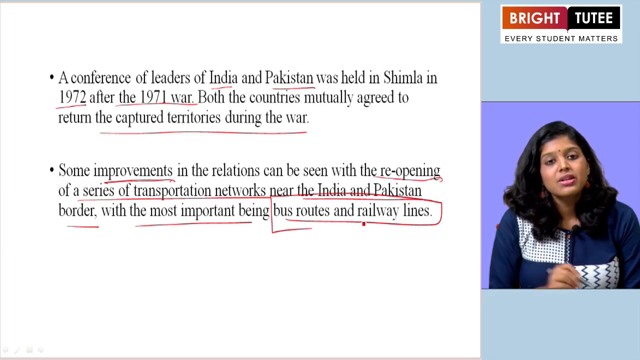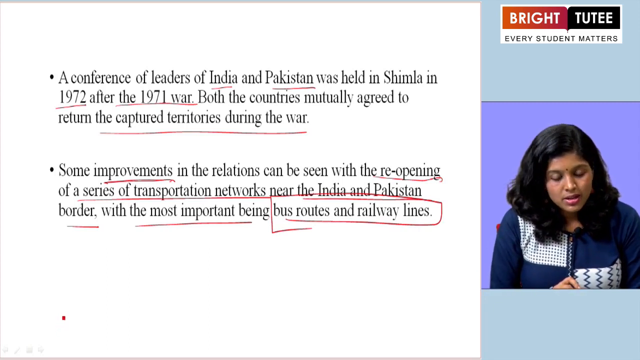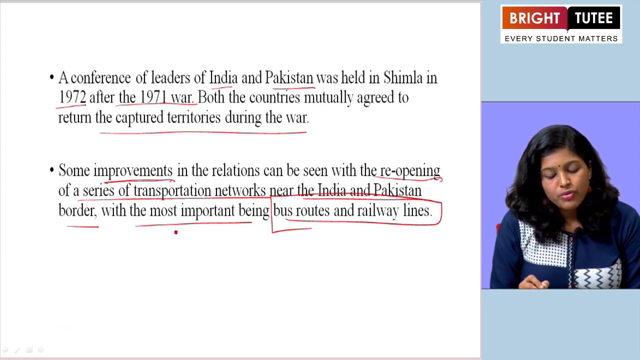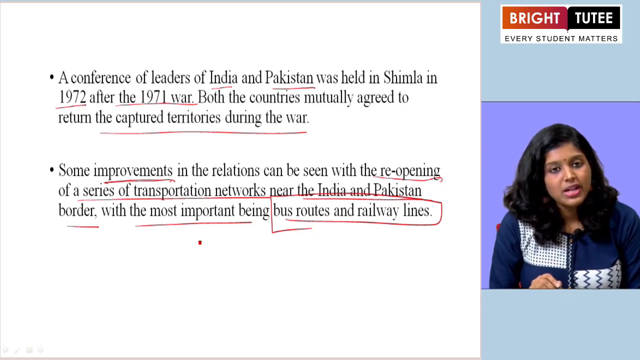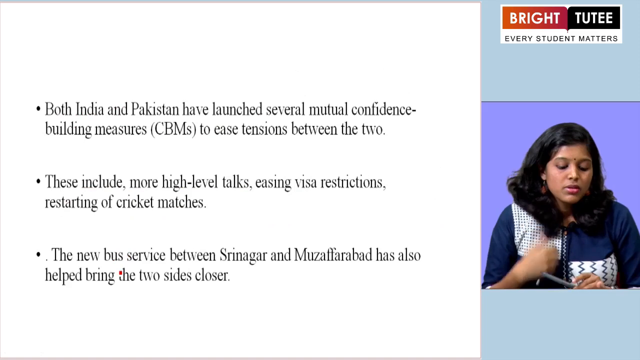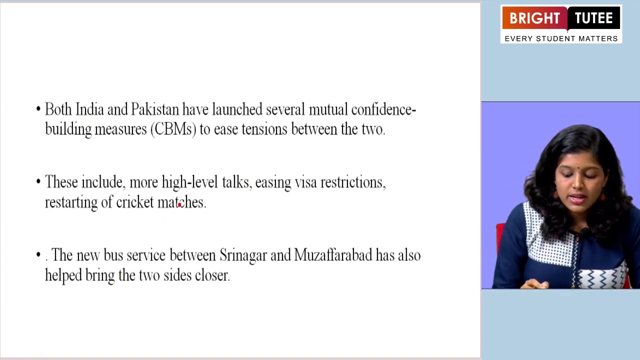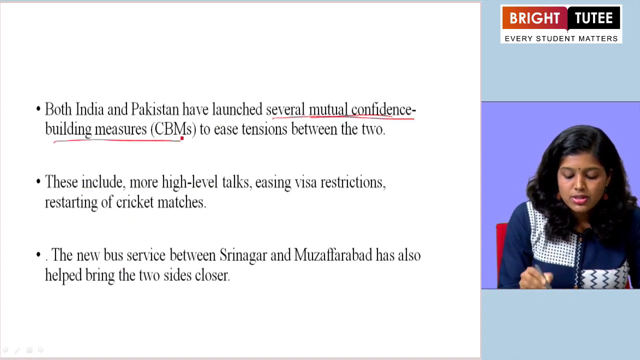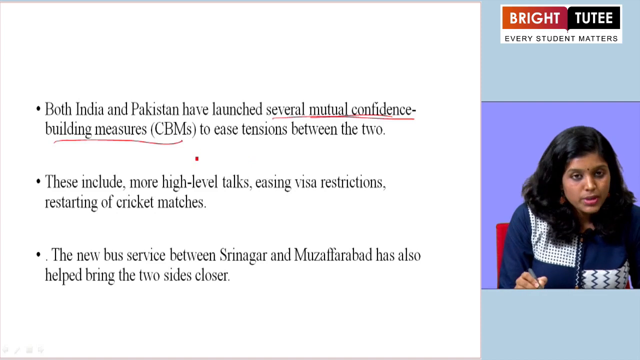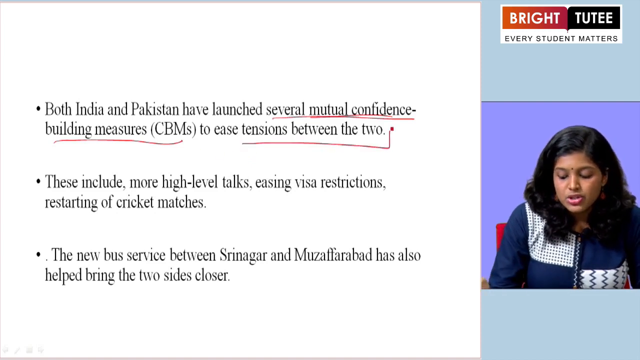So, improvement in the relations can be seen in the opening of transportation networks, and most importantly the buses which run and the railway lines which are now open between these two countries. Both India and Pakistan have launched several mutual confidence building measures, called CBMs, to ease tensions between the two.